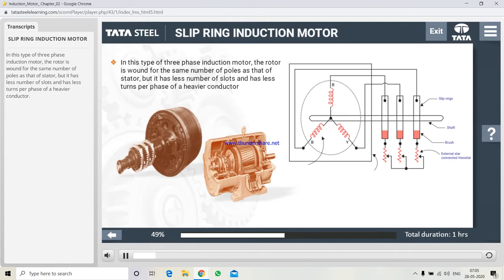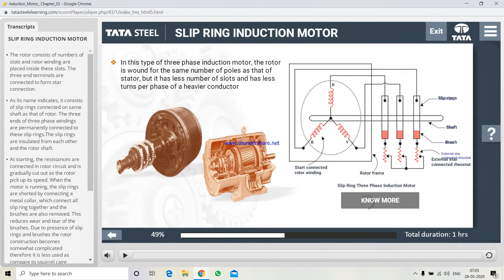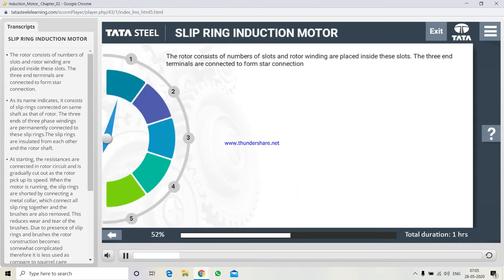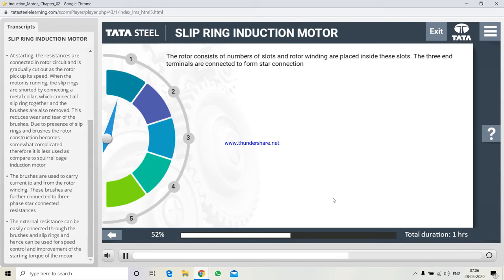In this type of three-phase induction motor, the rotor is wound for the same number of poles as that of the stator, but it has a smaller number of slots and fewer turns per phase of a heavier conductor. The rotor consists of a number of slots, and rotor windings are placed inside these slots. The three end terminals are connected to form a star connection.